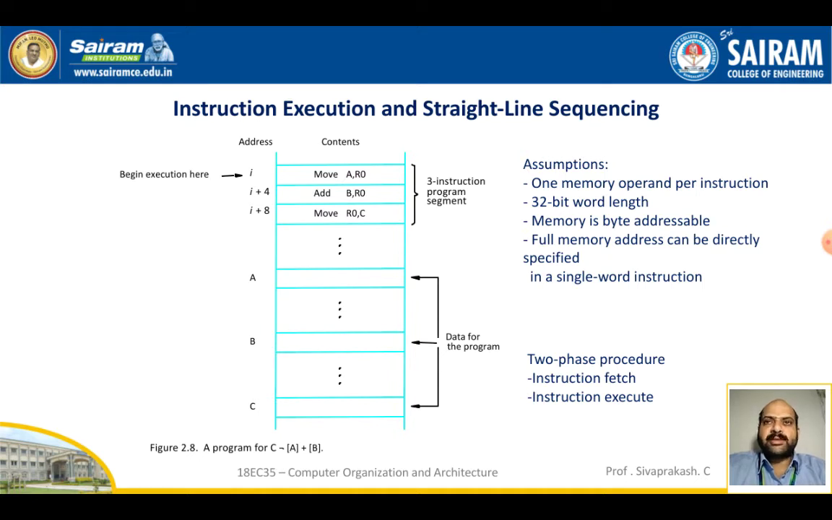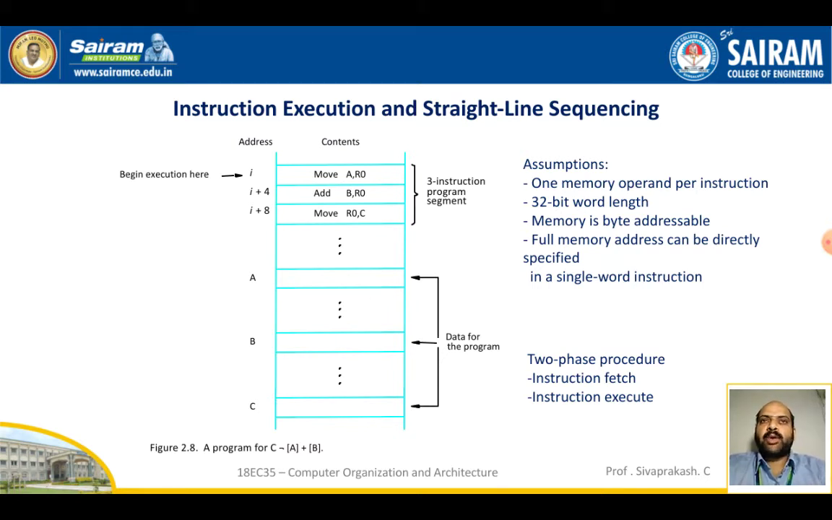There are two phases of instruction execution: the fetch phase and the execute phase. In the fetch phase, the instruction is fetched from the memory location and placed in the instruction register IR. In the execute phase, the content of the instruction register IR is examined to determine which operation is to be performed. The specified operation is then performed by the processor.